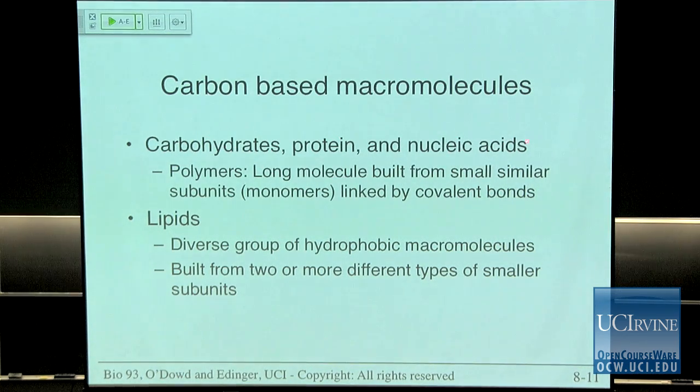The first 3 are all polymers, meaning they're long molecules built from small similar subunits, or monomers, and they're linked by covalent bonds. In contrast, lipids are built from 2 or more different types of smaller subunits. They're still macromolecules, but the subunits that are put together don't look exactly like each other, whereas with these, each of the monomers that you string together are very similar. Okay.